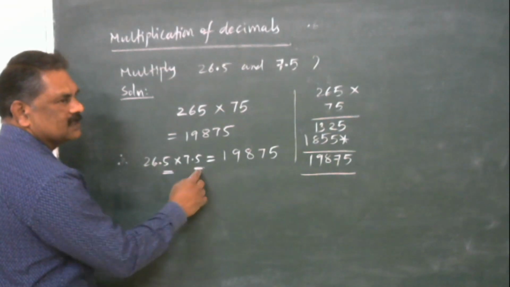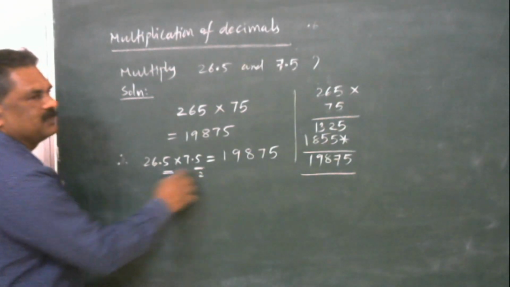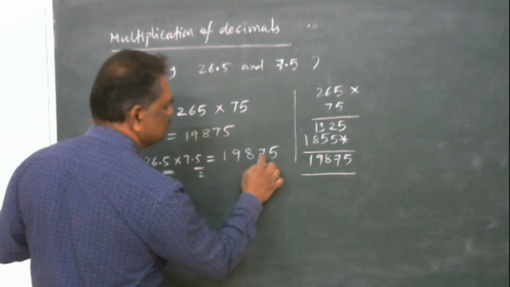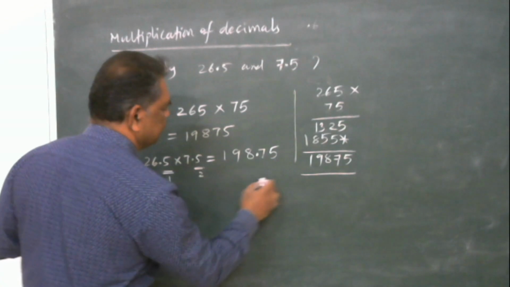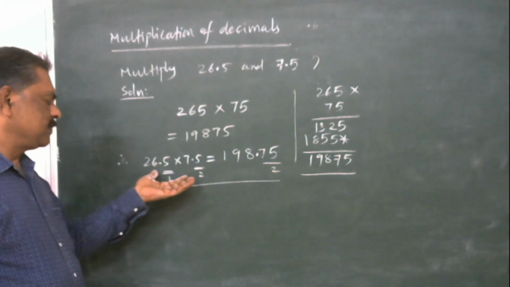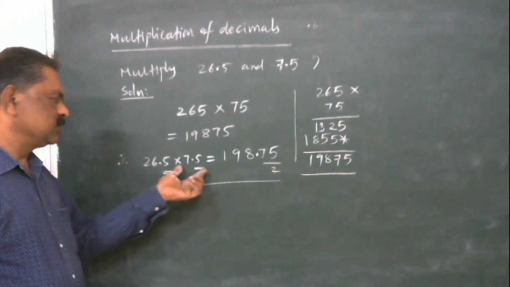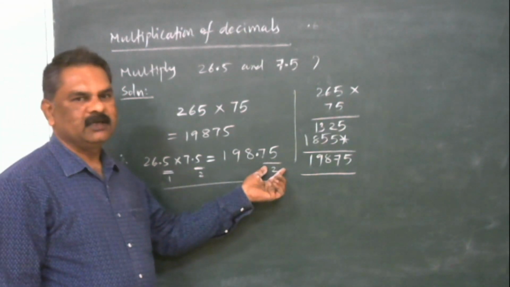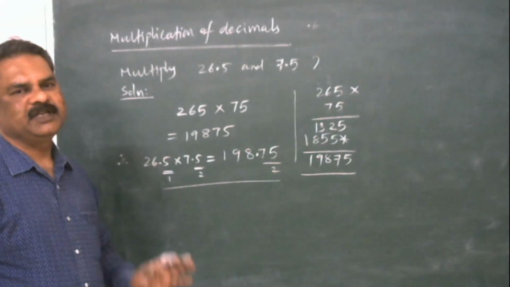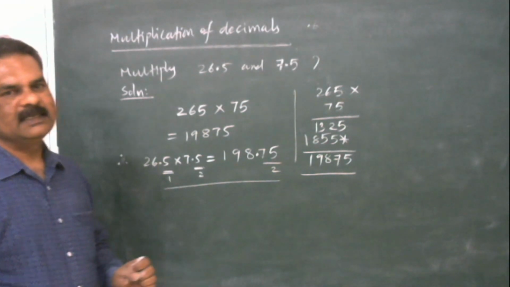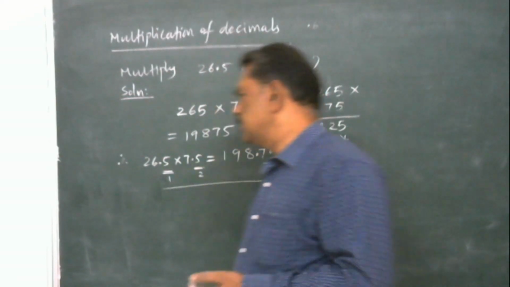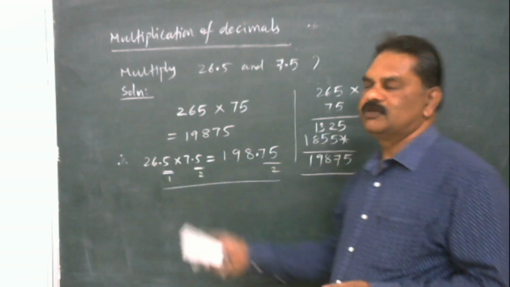Count the number of decimal places in the factors. Here is 1, here is 1, 1 plus 1, there are 2 decimal places. So in the product also you should have 2 decimal places. So 1, 2, you should place a point here. So the multiplication of decimals is very easy. You treat them as whole numbers, multiply, and then place the decimal point just by following the rule: the number of decimal places in the product is equal to the number of decimal places in the factors together.